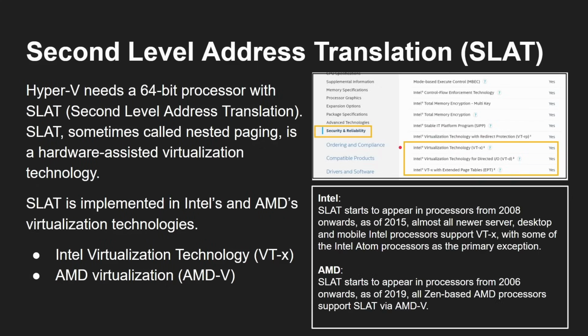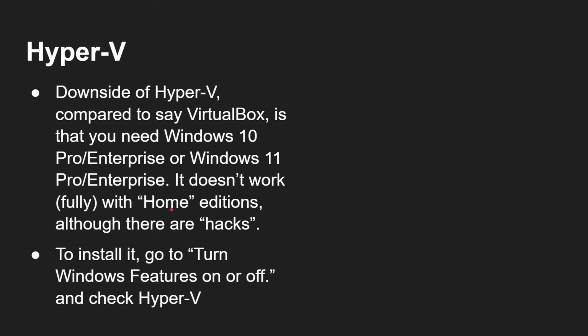That's SLAT, basically. Now, SLAT started to appear in Intel processors from 2008 onwards. As of 2015, almost all new server, desktop, and mobile Intel processors support VT-x, with some of the Intel Atom processors as a primary exception. AMD SLAT started to appear in processors from 2006 onwards, and as of 2019, all Zen-based AMD processors support SLAT via AMD's virtualization technology.